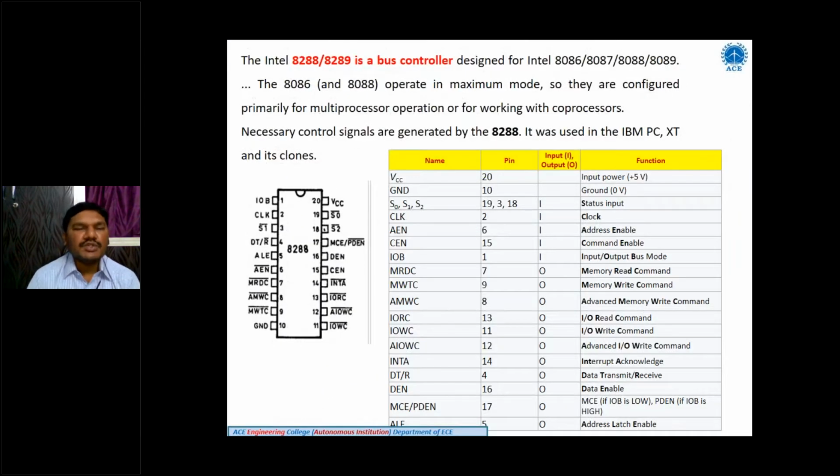So this is the bus controller pin diagram. Here you can see the clock and status signals S0, S1, S2, and VCC, memory or IO read and write, data enable, DT/R bar, and these are all connected to the 8086 pins where they are available. So this is the 8288 bus controller IC for the 8086, to control the different pins of the 8086.